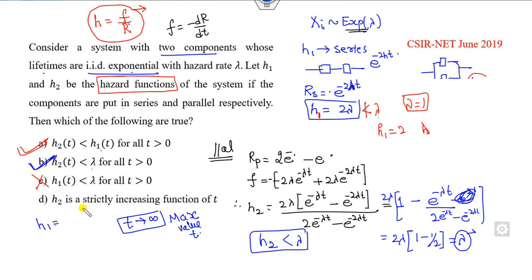How can you prove that it's increasing or decreasing? Now you can see this is the maximum value. What is the value at 0? You can see when t is equal to 0, this value will be the maximum, so it is an increasing function.